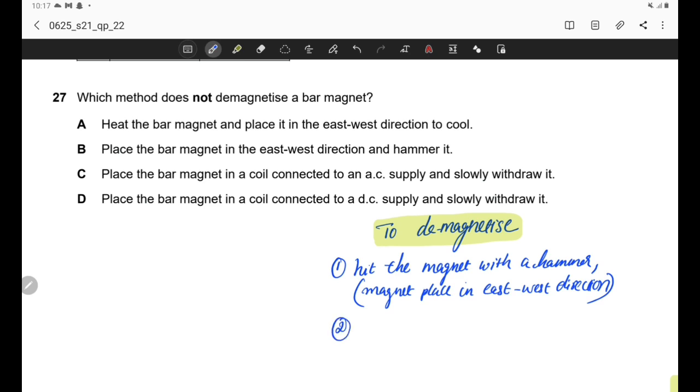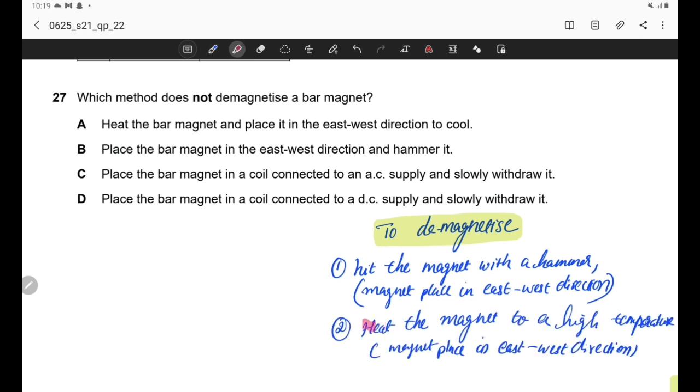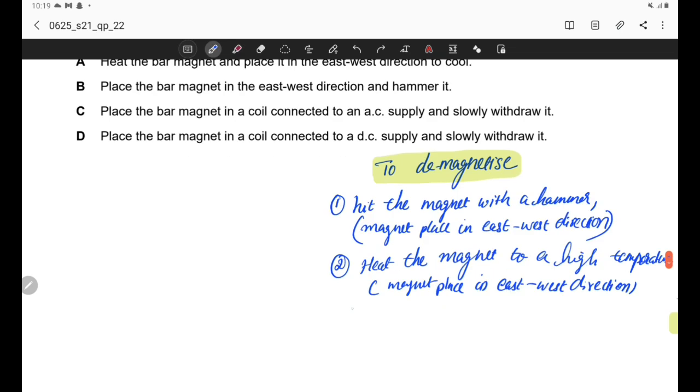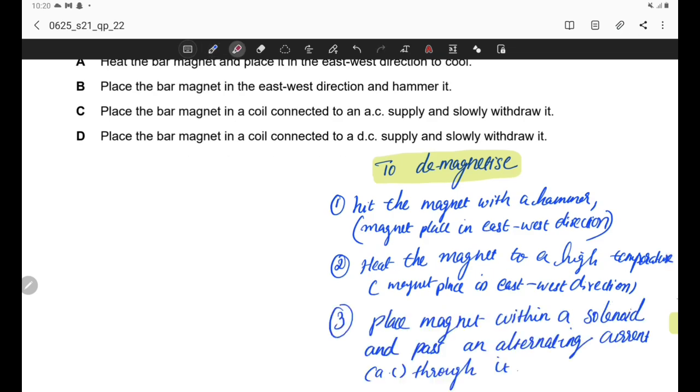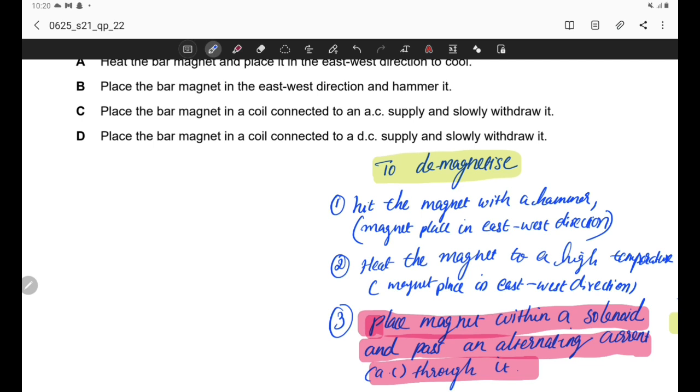And the second method, heat the magnet to a high temperature and place the magnet in the east-west direction. The third method is to place the magnet within a solenoid and pass an alternating current through it. So these are the methods to demagnetize a magnet. Now we can look at the options.